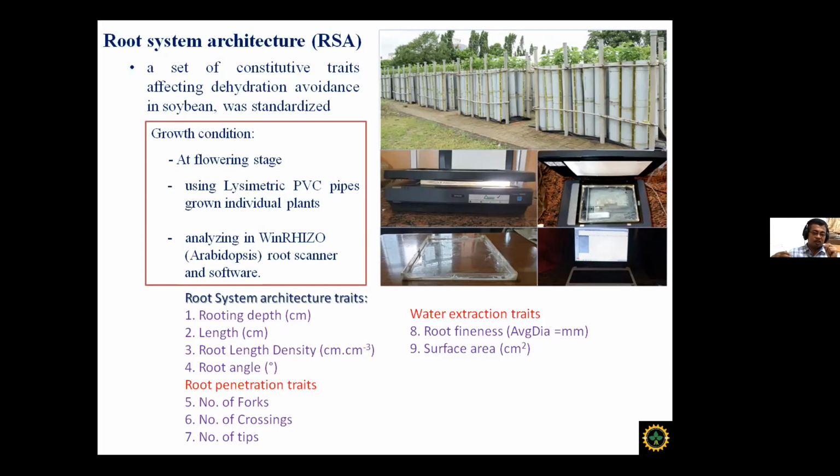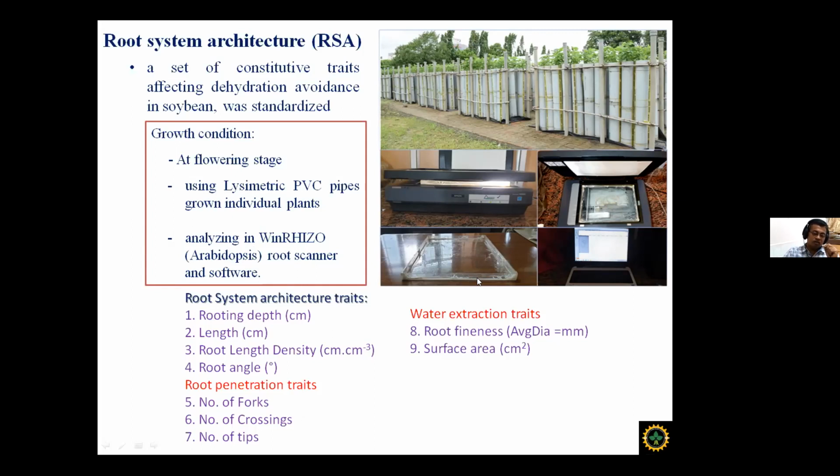and that is the stage where these pipes are taken out and they are washed on a structured mesh, and the soil and roots are washed out, and they are brought back to the lab for analysis in the WinRHIZO Arabidopsis root scanner, and the software is widely used the world over.